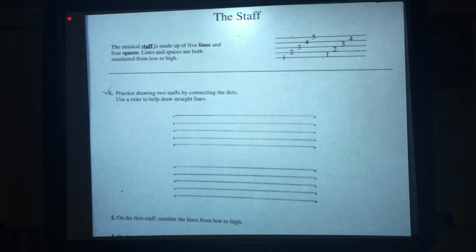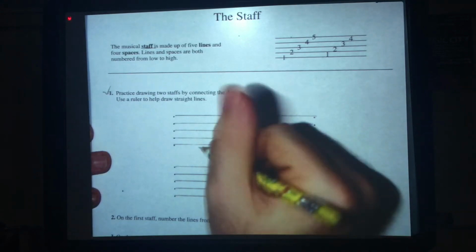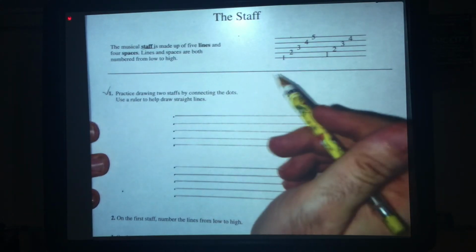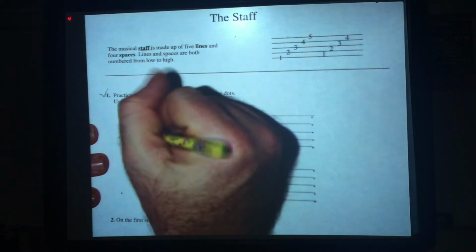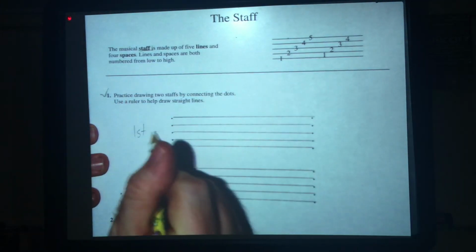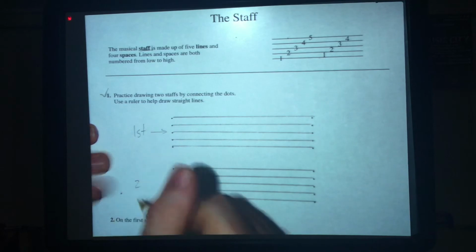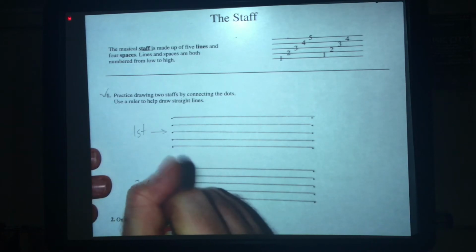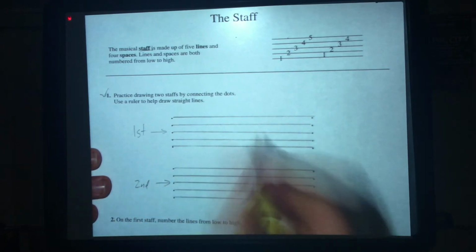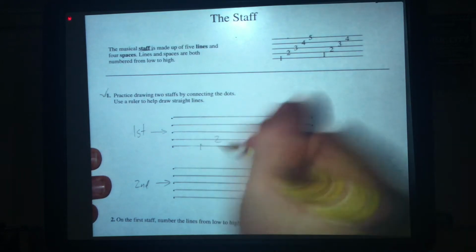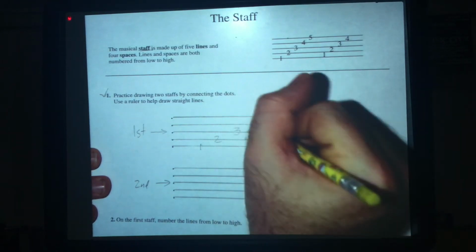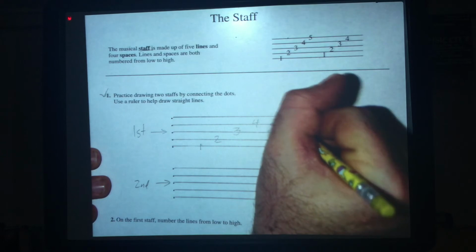Number 2, on the first staff, number the lines from low to high. So we're going to do essentially exactly what this looks like. I'm going to label this one the first. This one will be the second. 1, 2, 3, 4, and 5.